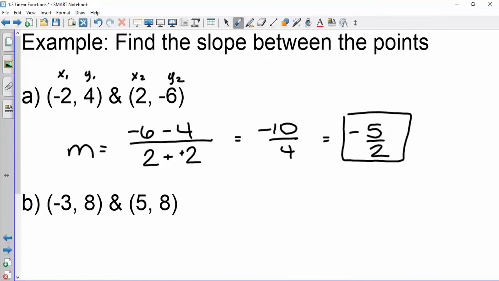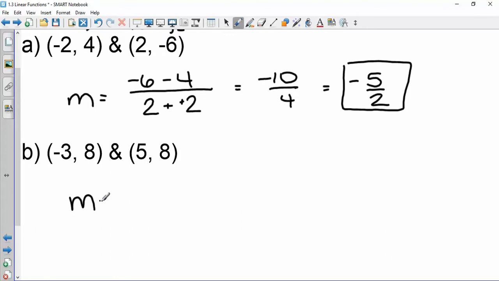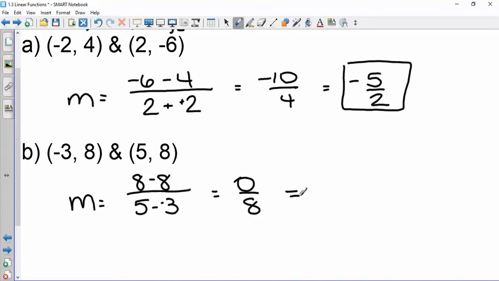I want you guys to do B. Okay, so when I find the slope, I get 8 minus 8 over 5 minus negative 3. So you get 0 divided by 8, which is 0. You can have 0 on the top, just not on the bottom. So this one has a slope of 0. That means it's a horizontal line. That means it's constant. But the actual slope is just 0.